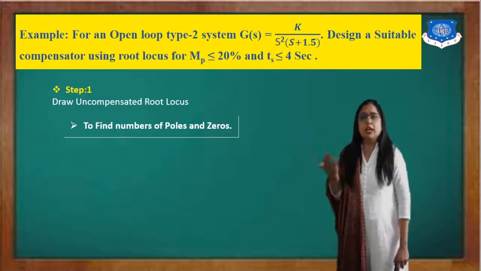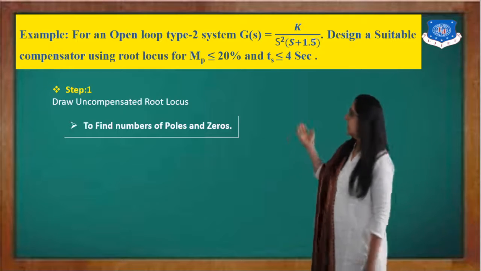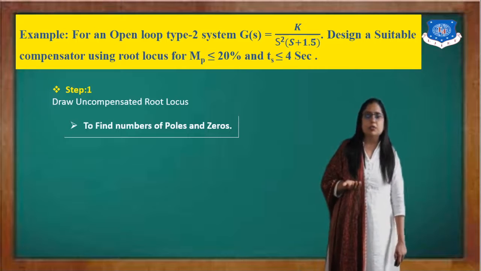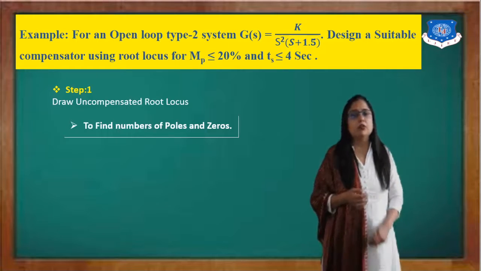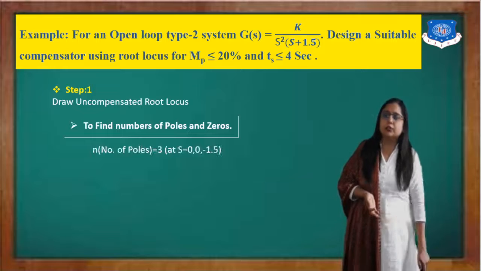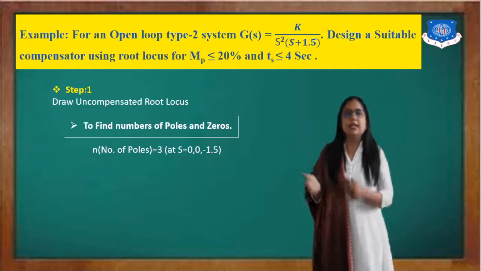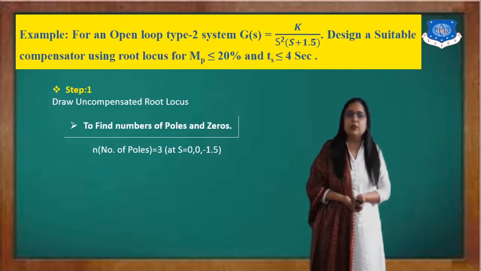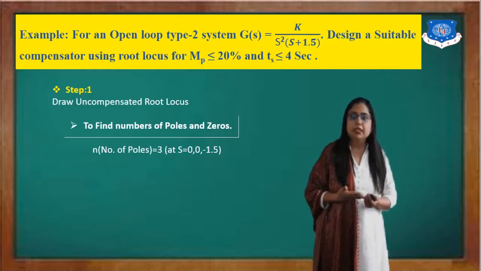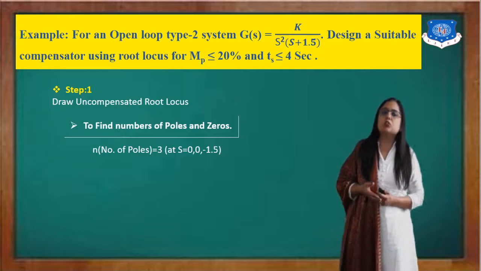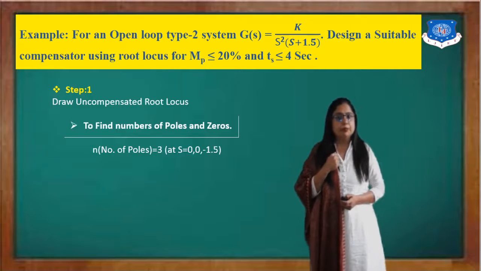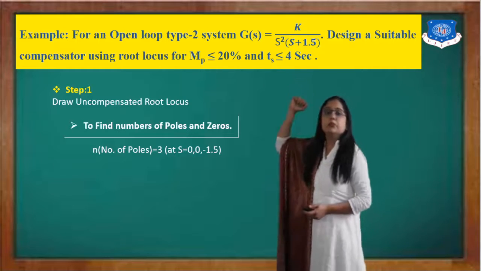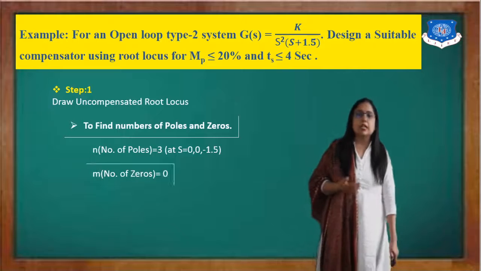Now to draw the uncompensated root locus, what do we require? We require the poles and zeros. And how can we find the poles and zeros? For the poles I have to take the denominator equal to 0. If I take S square (S plus 1.5) equal to 0, then the values of S become minus 1.5, 0 and 0. So in total I will get 3 poles. And as we do not have any term related to S in the numerator, the number of zeros is 0.